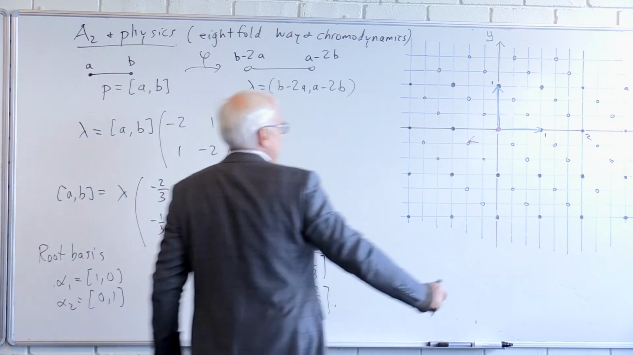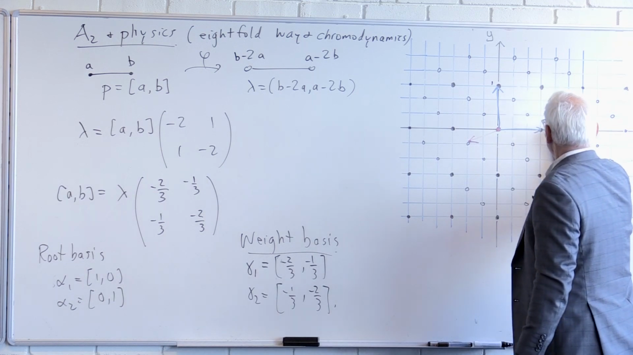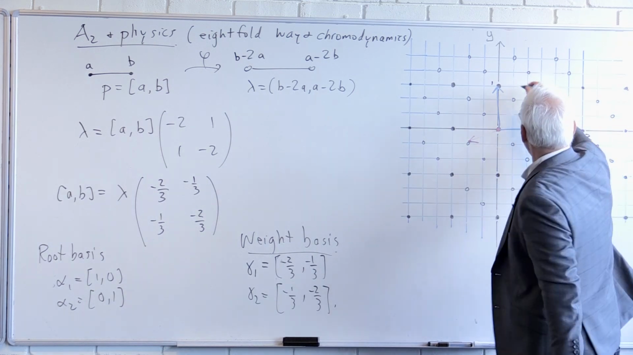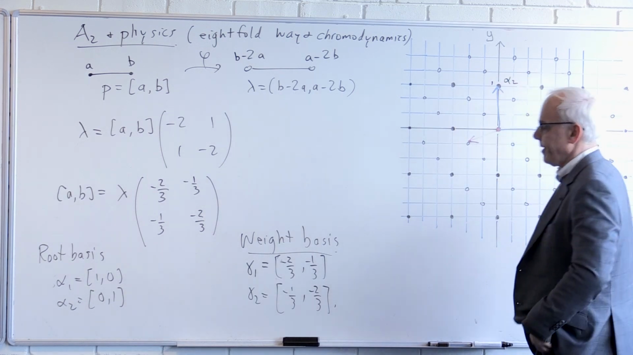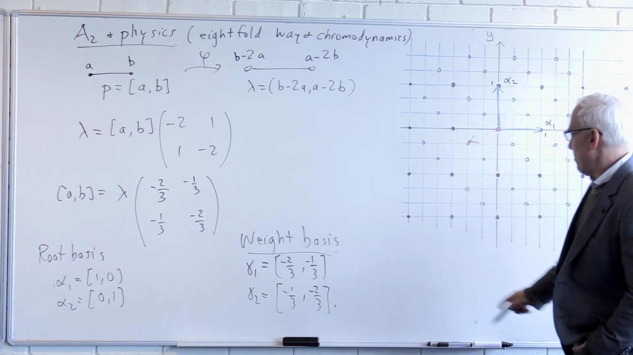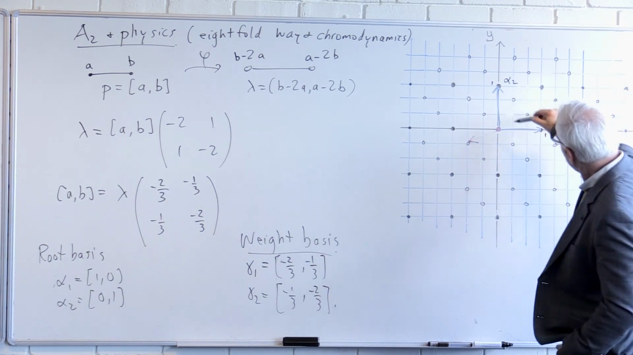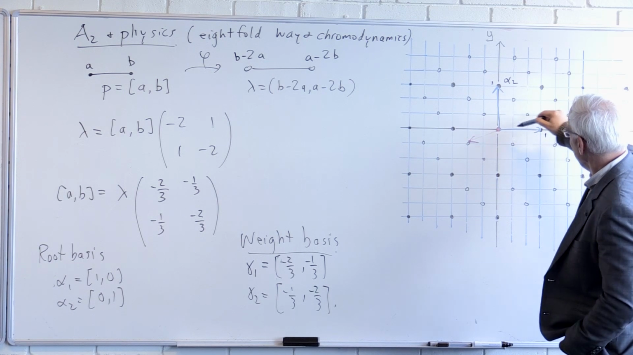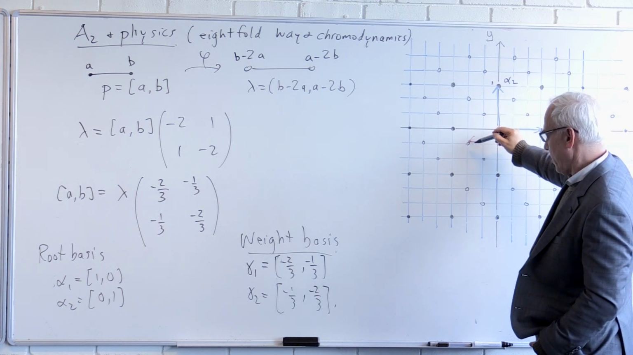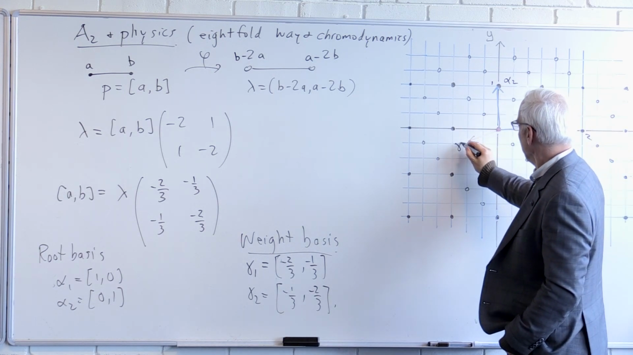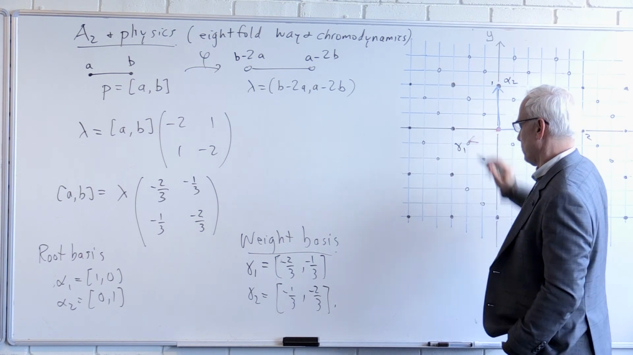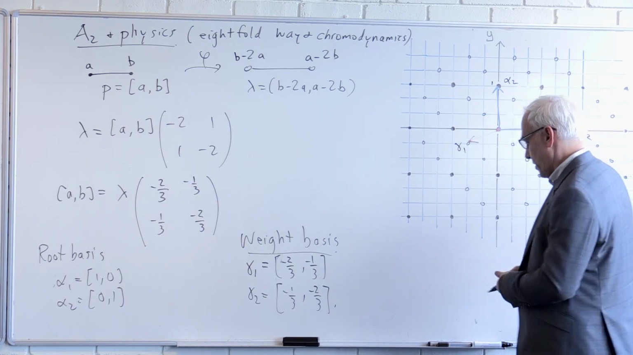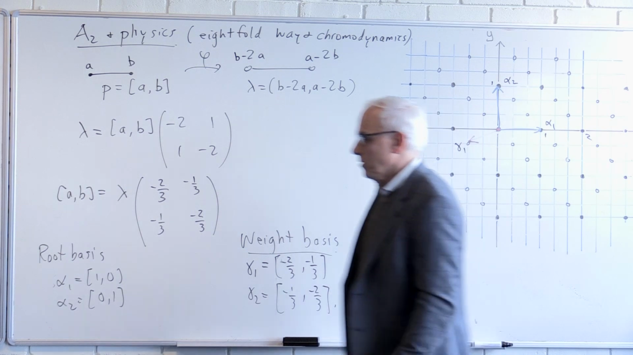Well, alpha 1 and alpha 2 are over here. So here's alpha 1, that's 1, 0, and here's alpha 2, that's 0, 1. And then over here, minus 2/3 and minus 1/3. Notice I divide this up into threes. That makes it easier. So this vector here is gamma 1, it's minus 2/3, minus 1/3. And this other one here is gamma 2.